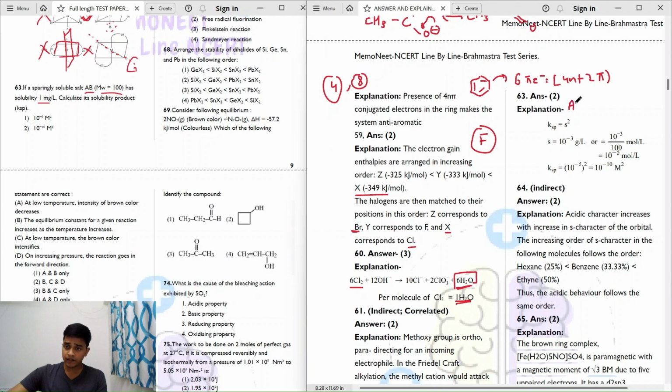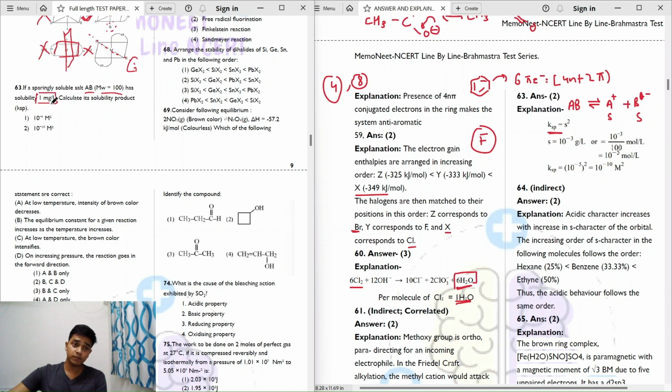So if I just write the dissociation of AB, the AB solid, when it solubilizes, it will give A plus and let's say B minus. I'm just assuming that we can do that. So the solubility for A ions will be S, and for the B ions will also be S. So if I write KSP, it will be the product of the concentrations of both A and B, so it will be S square. And the solubility is given as 1 milligram per liter.